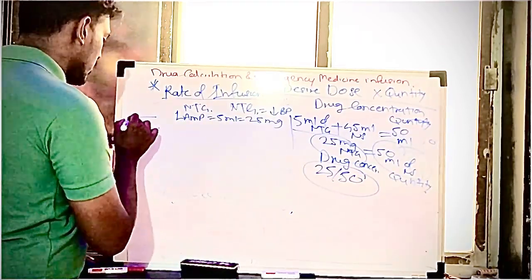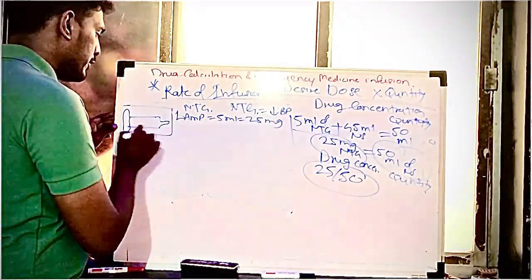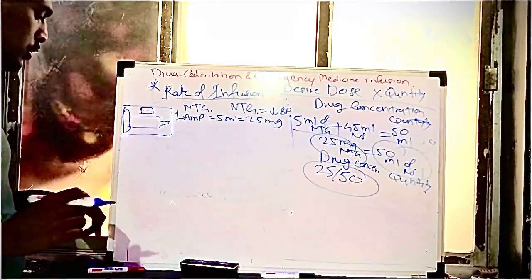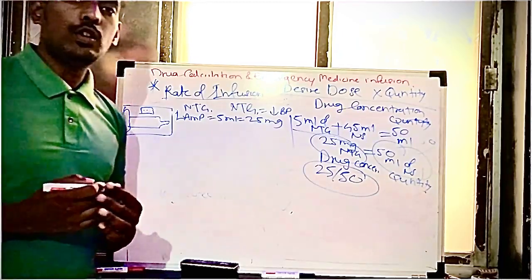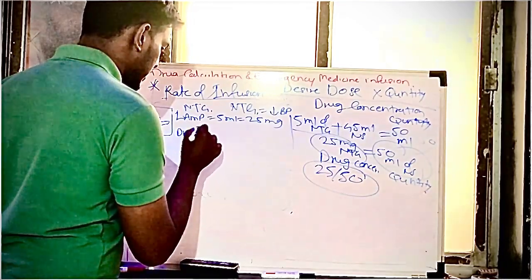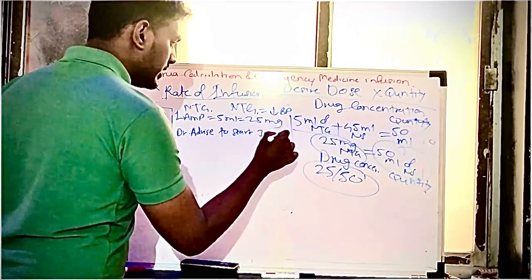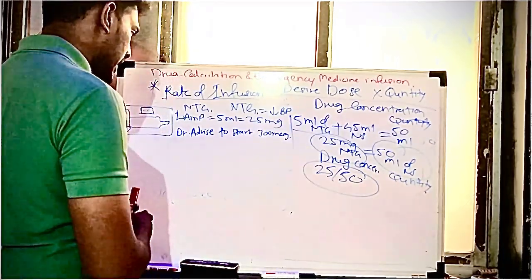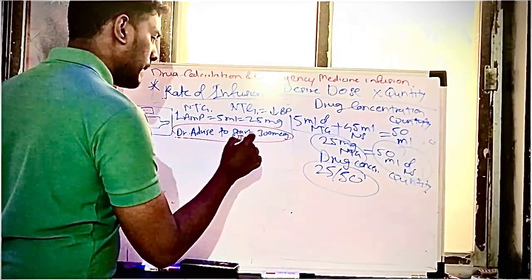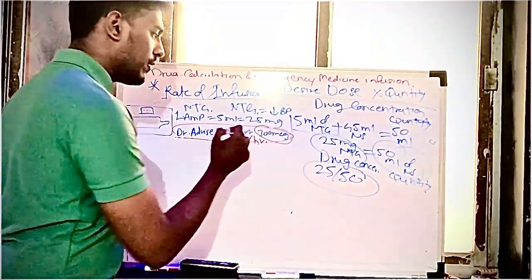We already prepared the syringe, and we set it in the infusion pump. Now we have to start. The doctor is going to tell the dose. The doctor already told the dose, 300 mcg. The doctor advised to start 300 mcg of NTG per hour. So 300 mcg NTG per hour is the dose the doctor advised.